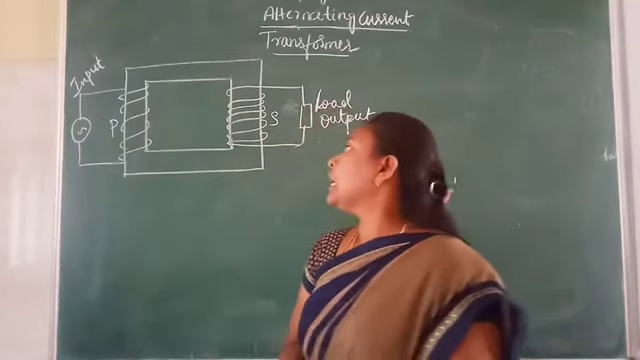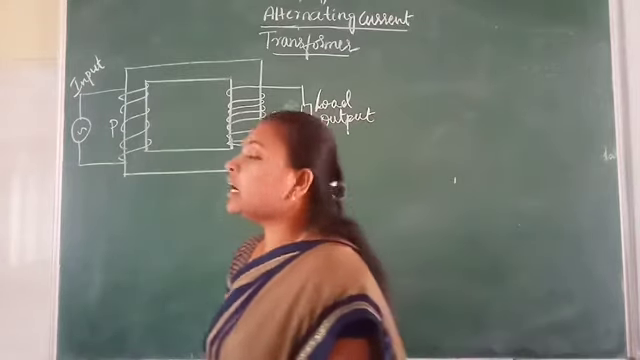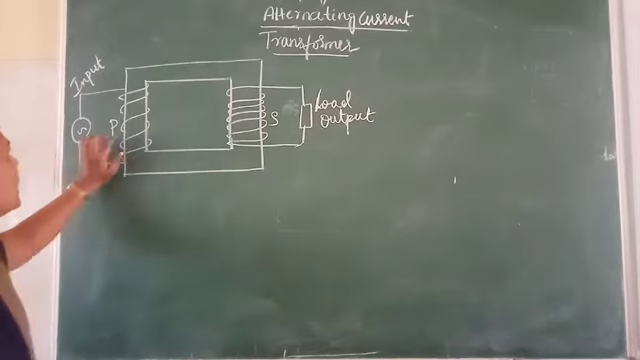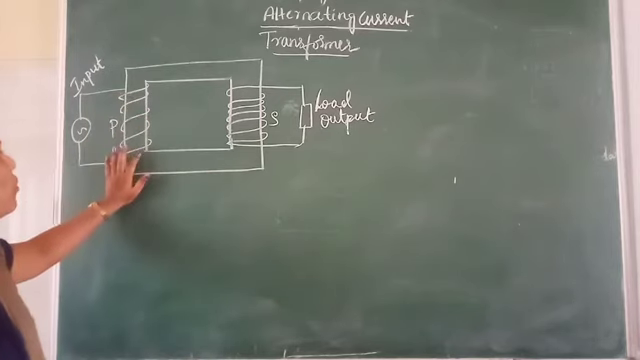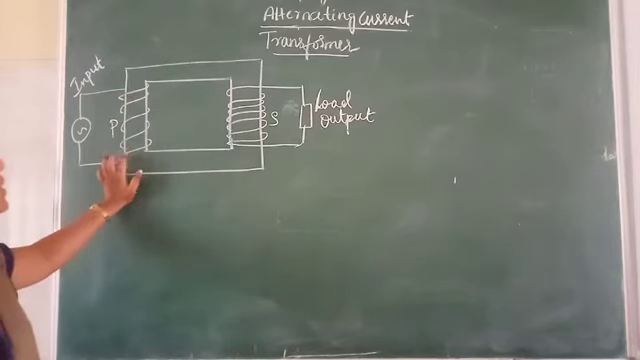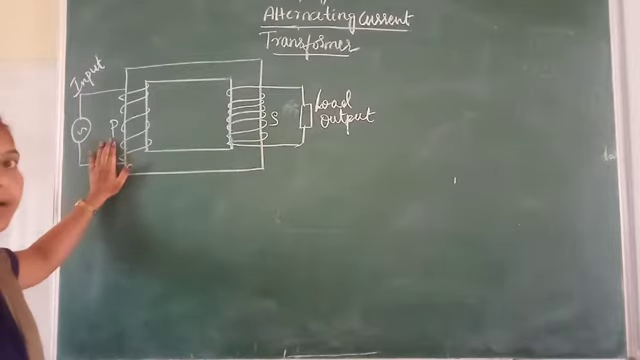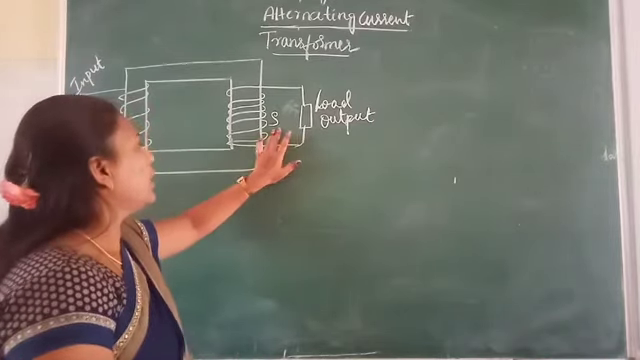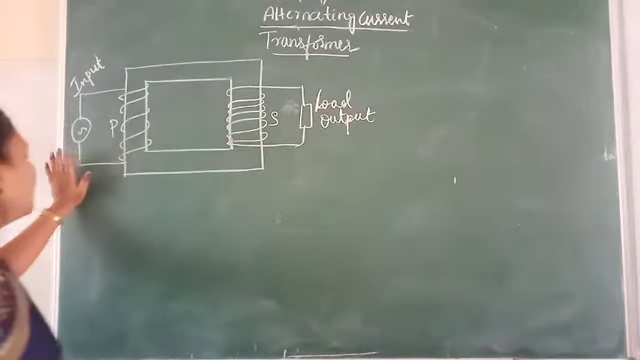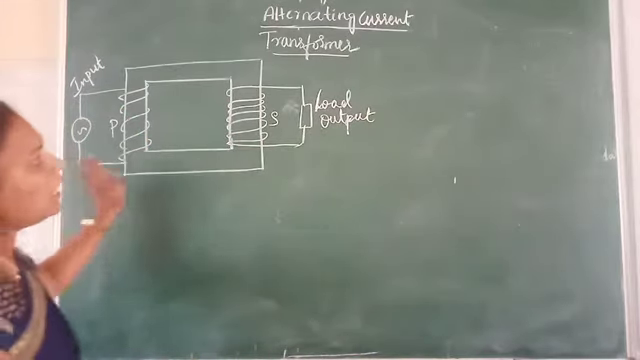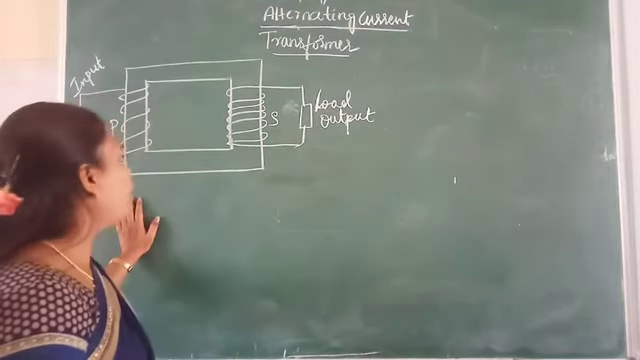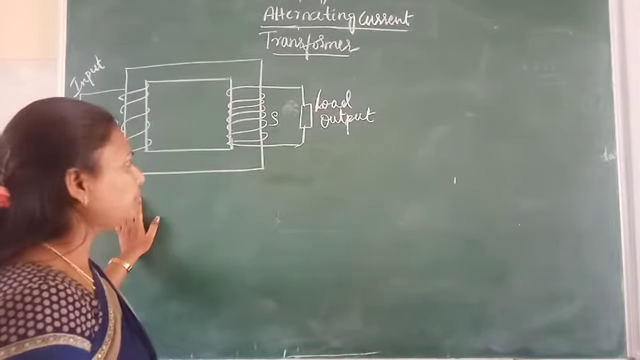So let me discuss the working of the transformer. Let me consider a number of turns of copper wire wound on one side, which we call P, the primary coil, and S, the secondary coil. The primary is connected to the input source and the secondary is connected to the output source, which is nothing but the output voltage that we call the load.